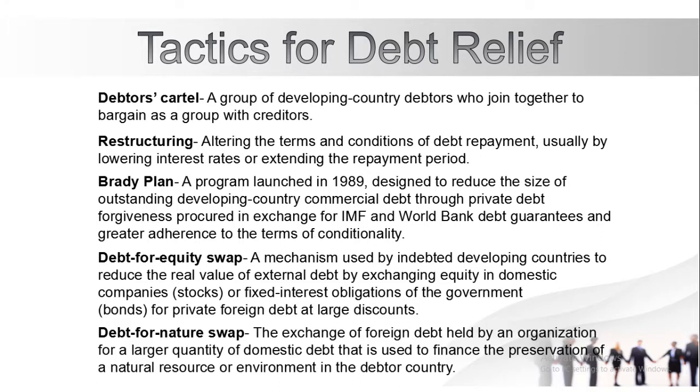An appealing but much less significant swap arrangement is the debt for nature swap, or the exchange of foreign debt held by an organization for a larger quantity of domestic debt that is used to finance the preservation of natural resources or the environment in the debtor country. It is intended to win commitments by a developing country's government for environmental preservation of such assets as the rainforest in Ecuador or a national park in Costa Rica. Most debt for nature swaps are carved out by non-governmental organizations.